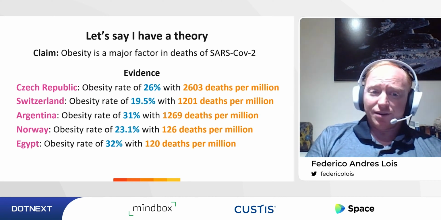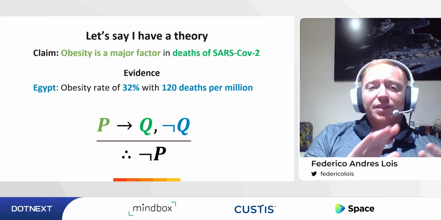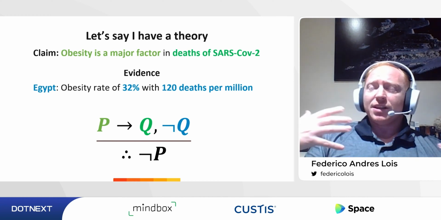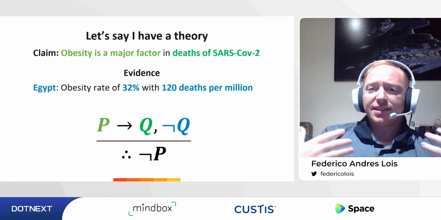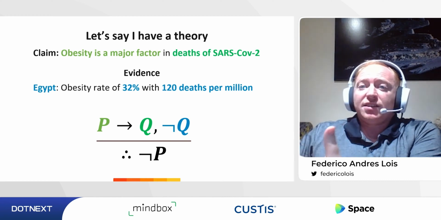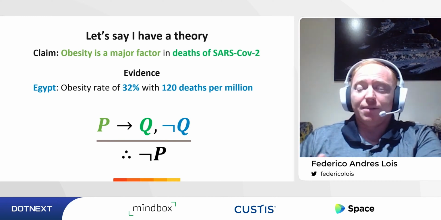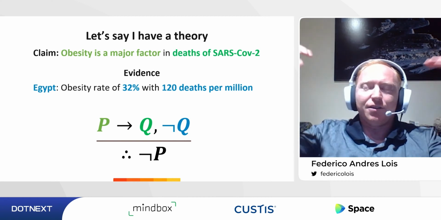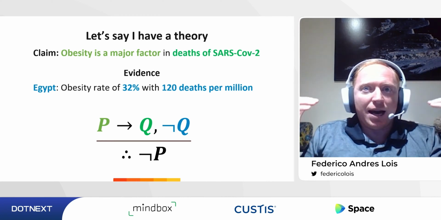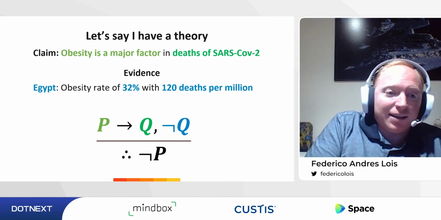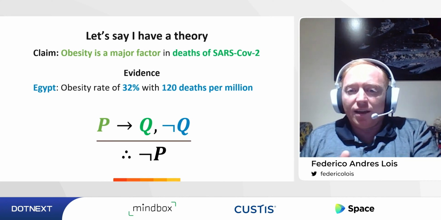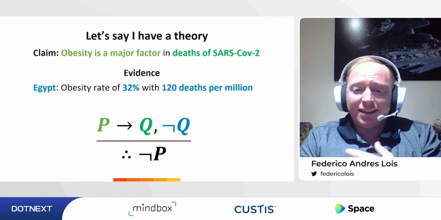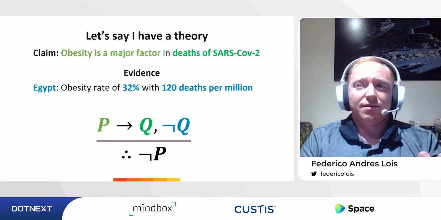By this time, something is off here. So obesity is a major factor, that's our P, that's our assertion. If P, then we need to see that deaths from SARS-CoV-2 have a relationship. Probably the higher the obesity rate, the higher the death rate. We showed that in the very first two examples. But what happened? It started going backwards afterwards. So when you go and look at Egypt with 32% and only 120 deaths per million, you have a not Q. The problem now is that you cannot claim that obesity is a major factor.